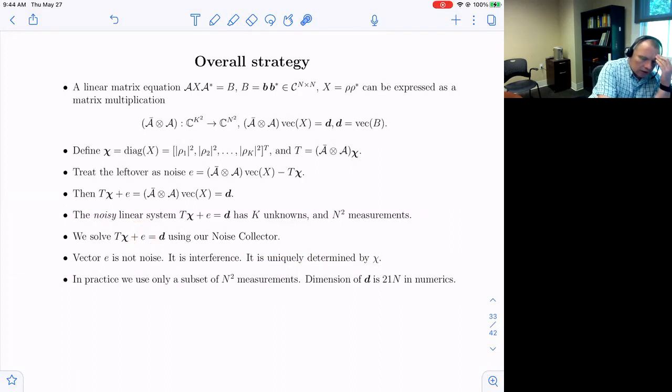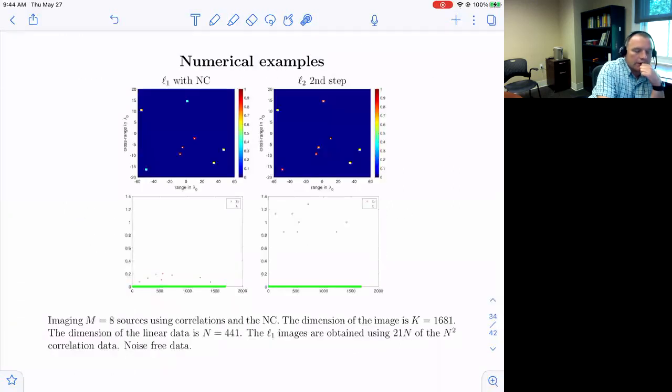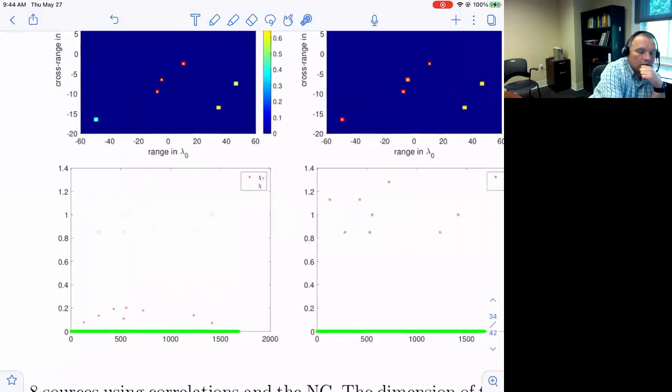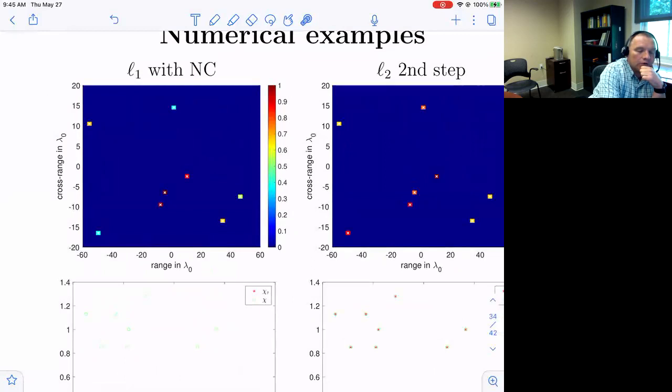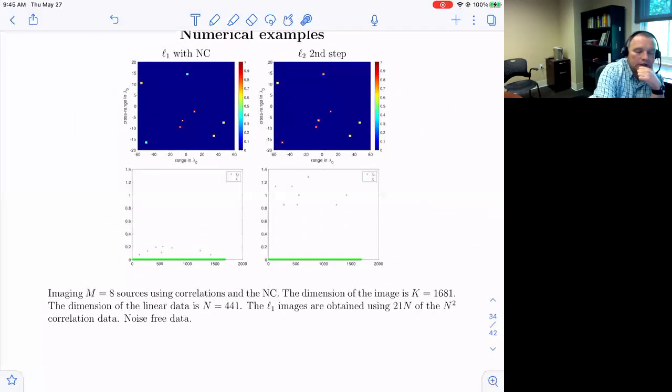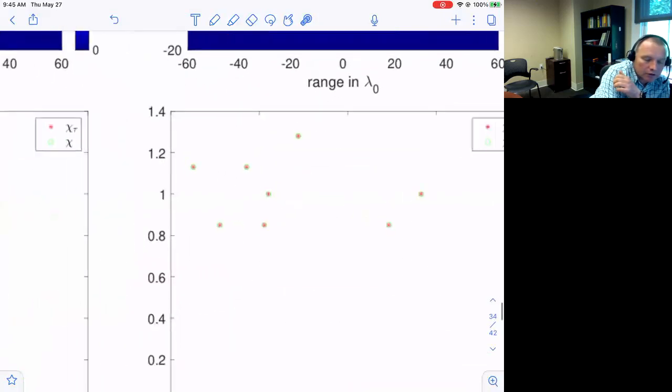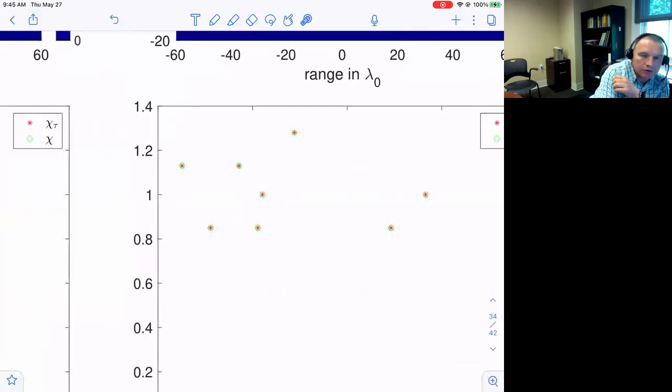Noise. And let me show examples of what happens. So we're imaging with cross correlations, and you do the noise collector step, and you find the position of the scatterers, the support. As you see, the support is recovered exactly for all of them. Once you know the support, you again, as I said, can project using L2 methods, and then you have exact recovery of not only the positions but also the values of the reflectivities.